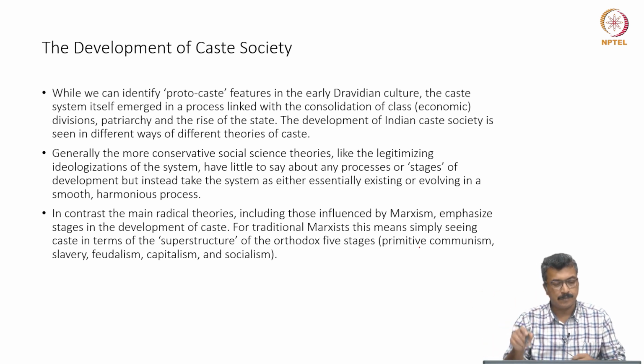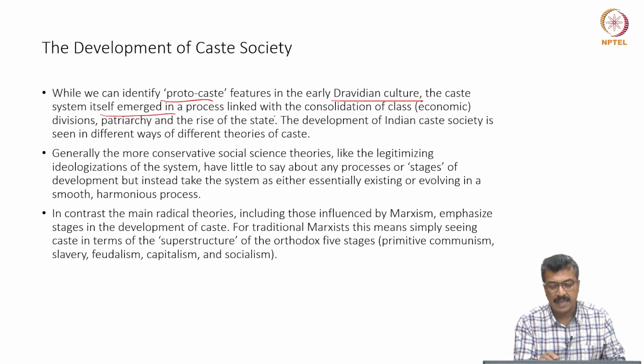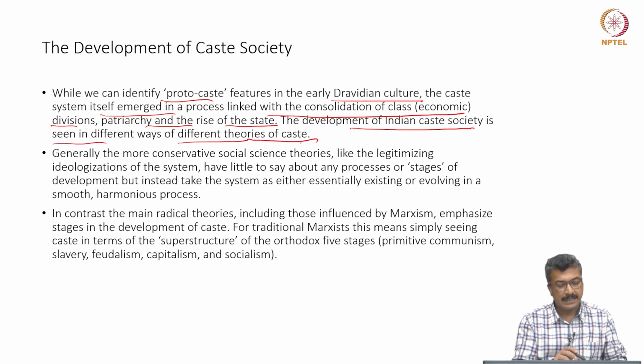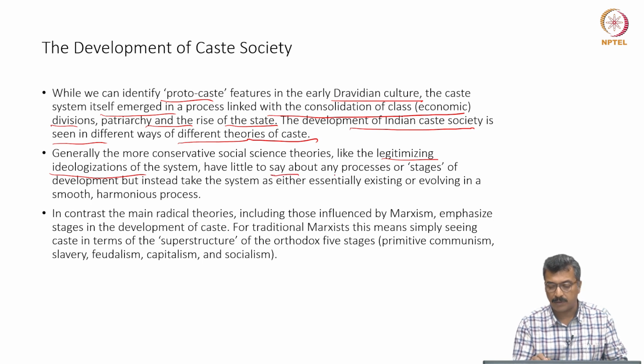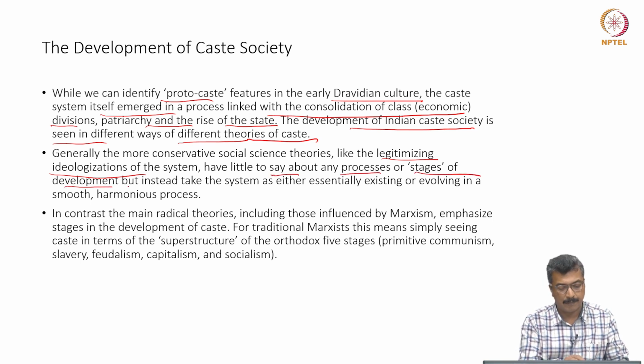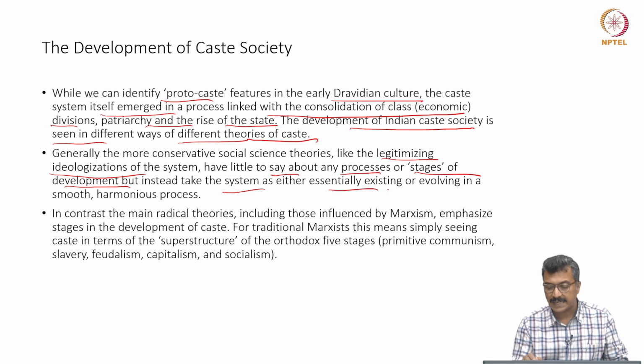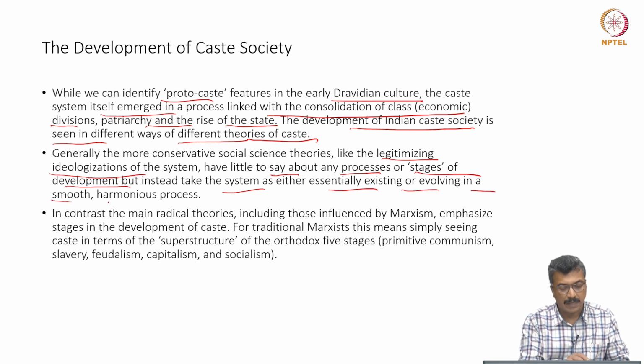While we can identify proto-caste features in the early Dravidian cultures, the caste system itself emerged as a process linked with the consolidation of classes, economic divisions, patriarchy, and the rise of the state. The development of Indian caste society is seen in different ways by different theories of caste. Generally, the more conservative social science theories, like the legitimizing ideologization of the system, have little to say about any process or stages of development, but instead take the system as either essentially existing or evolving in a smooth, harmonious process.